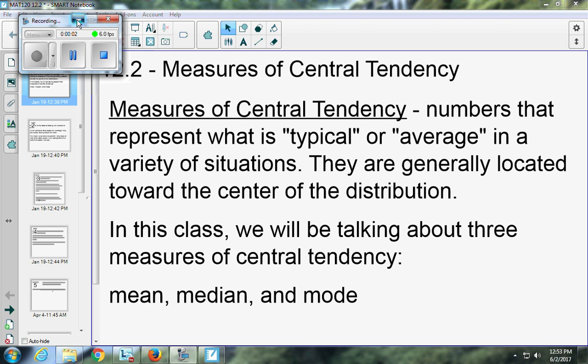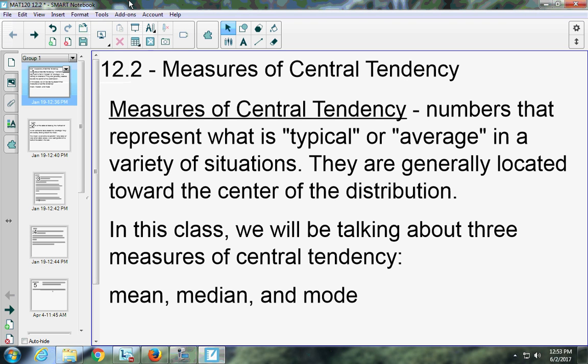When we're talking about data, we often want to summarize it. One of the ways we can summarize is through the measures of central tendency. These are numbers that represent what is typical or average in a variety of situations. They are generally located towards the center of the distribution.